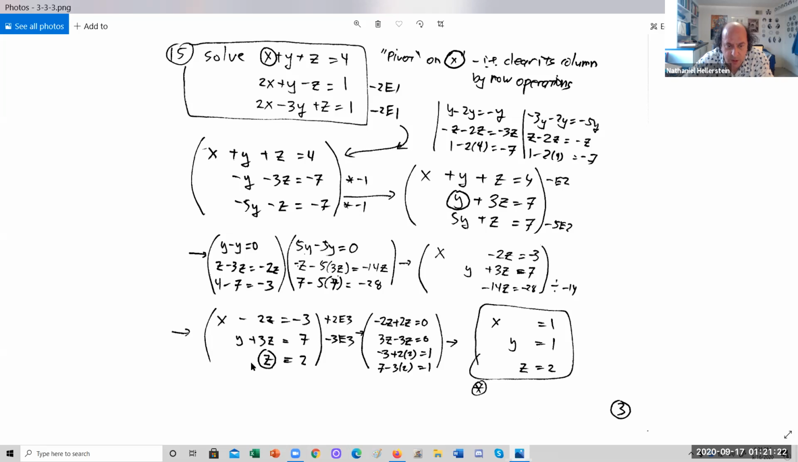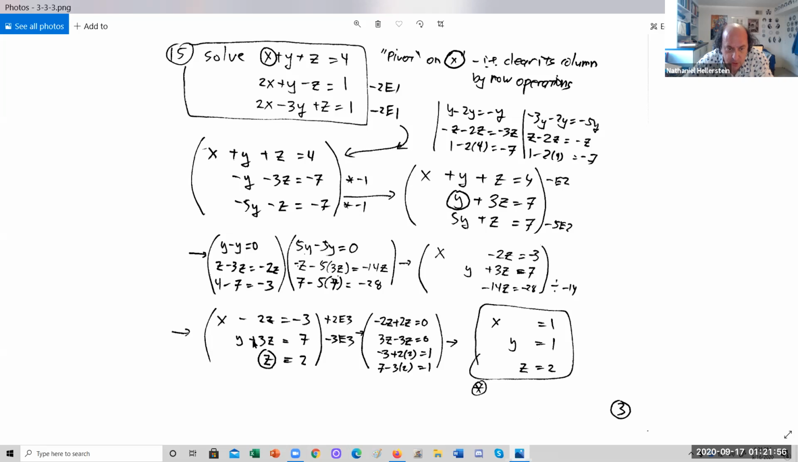Now, I'll pivot on this z, basically eliminate this 3z and this minus 2z. We'll subtract 3 times equation 3 from equation 2, and add twice equation 3 to equation 1. So here we go. Here, x plus nothing is an x. Negative 2z plus twice z is 0, so no z, and then negative 3 plus 2 times 2 is a 1. You get a 1 here.